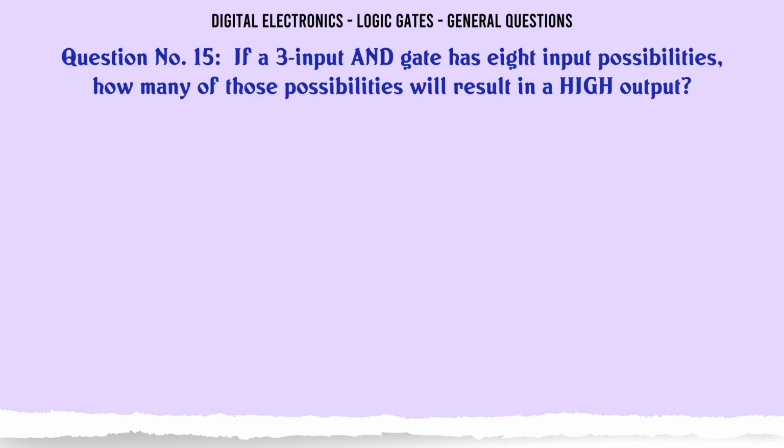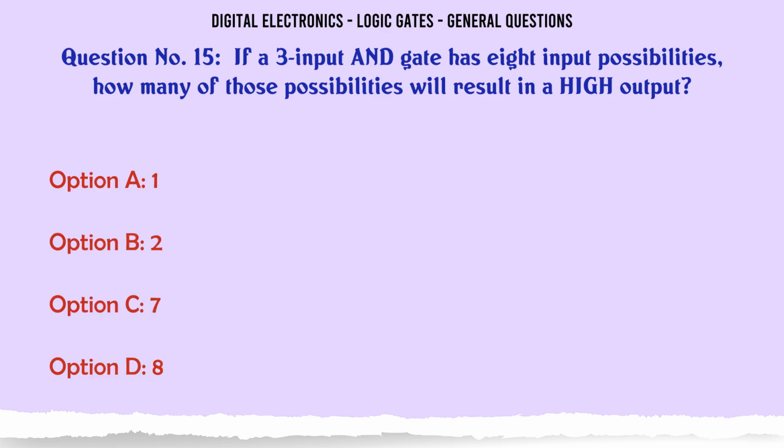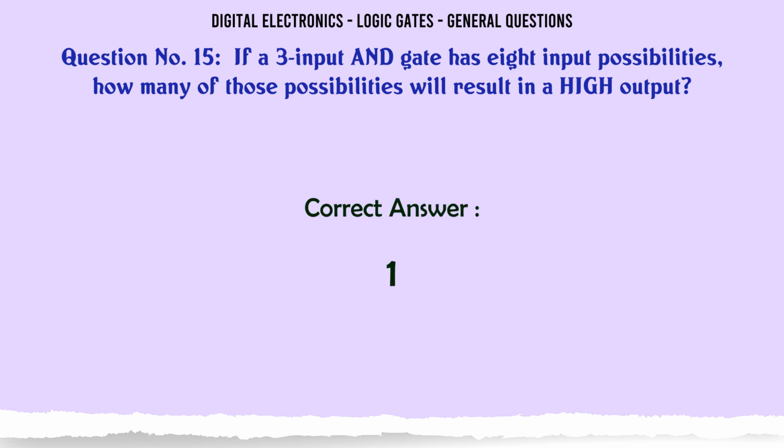If a 3-input AND gate has 8 input possibilities, how many of those possibilities will result in a high output? A) 1, B) 2, C) 7, D) 8. The correct answer is 1.